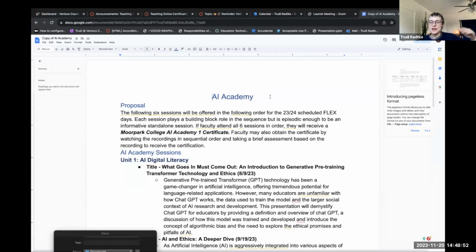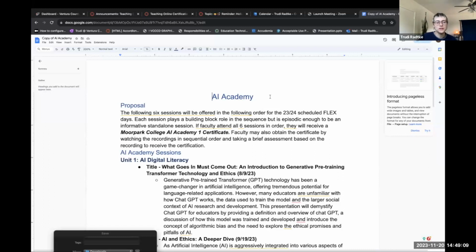That way we're not having to do extra PD days. We can kind of guarantee attendance on those days. And if faculty complete all 6 sessions, they get the Moorpark College AI Academy certificate. They can either attend live and get counted that way. That's a way to earn credit for the certification.